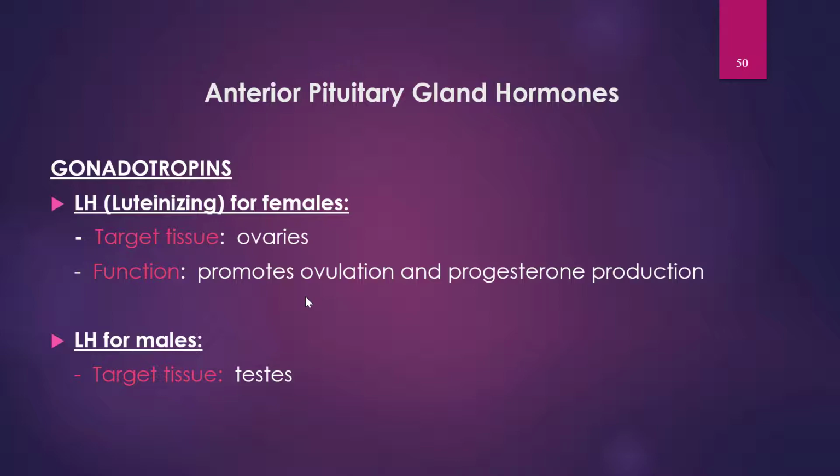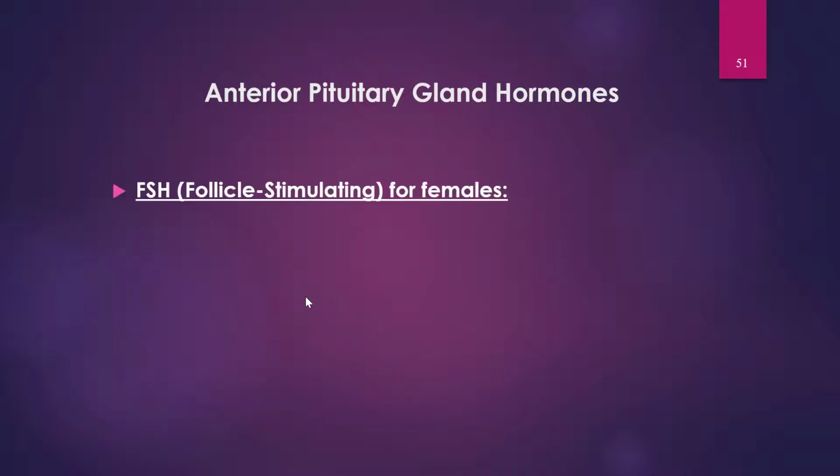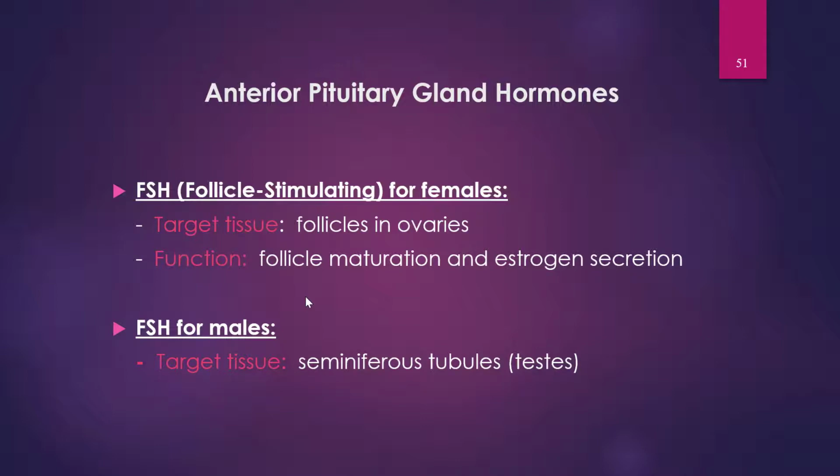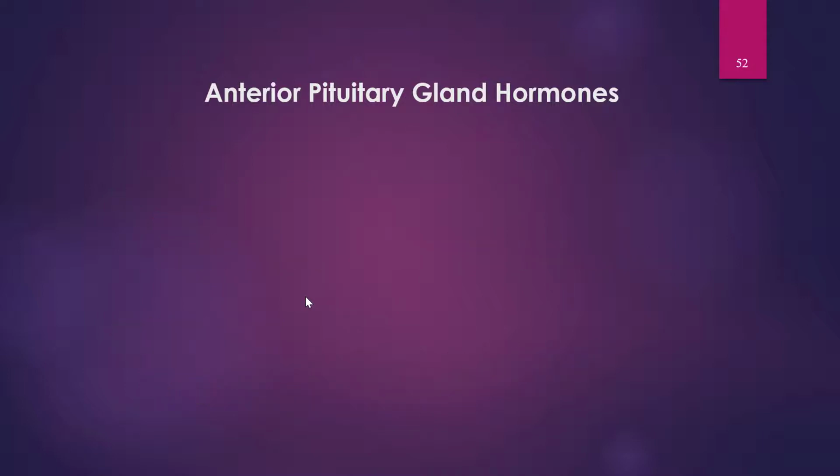Now, the luteinizing hormone for the males, the target tissue here will be the testes. The function will be for sperm production and testosterone. Follicle stimulating hormone for females stimulates the growth and development of the follicles in the ovaries, and also estrogen secretion. In the males, it is actually targeting the seminiferous tubules, and the function will be to stimulate sperm production.